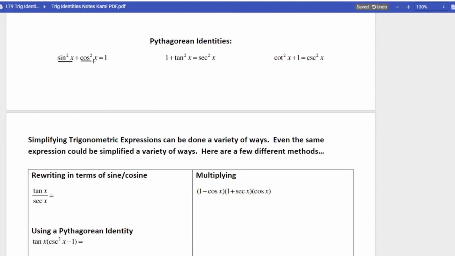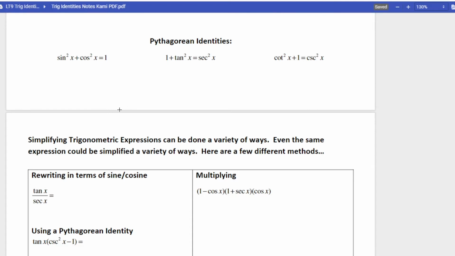Likewise, if I take these and I divide by cosine squared, then this becomes tangent squared, this becomes 1, and this becomes secant squared, and that gives us this one. So really, all three of these are just variations on each other. This is the original one, and then these two are just different variations on this one.